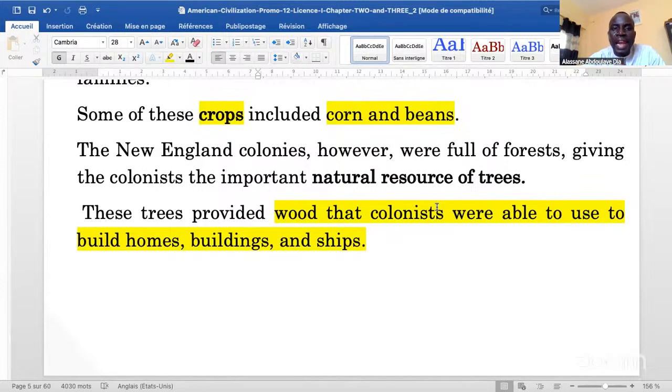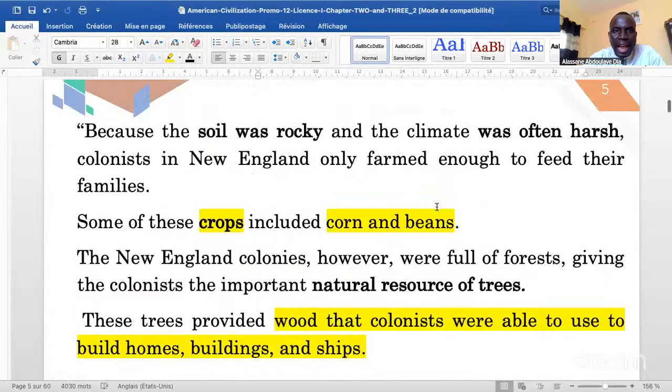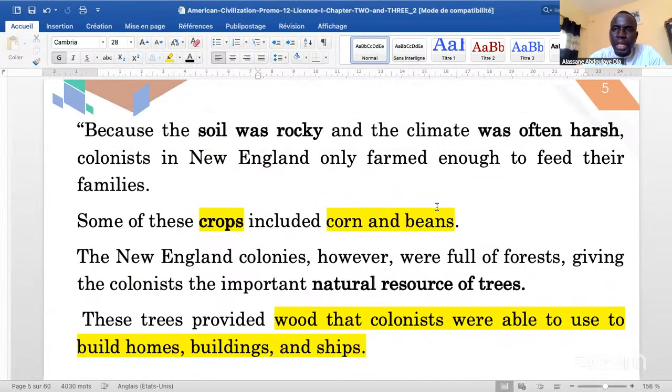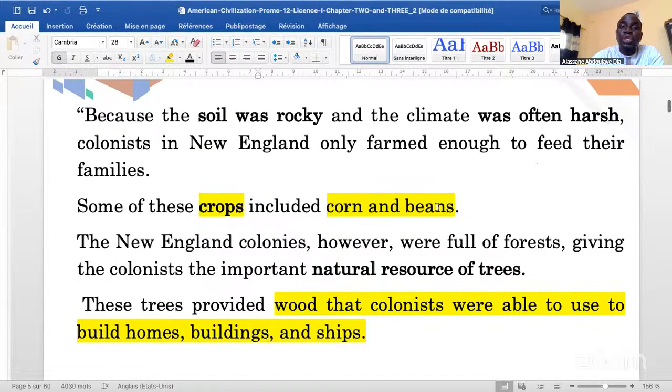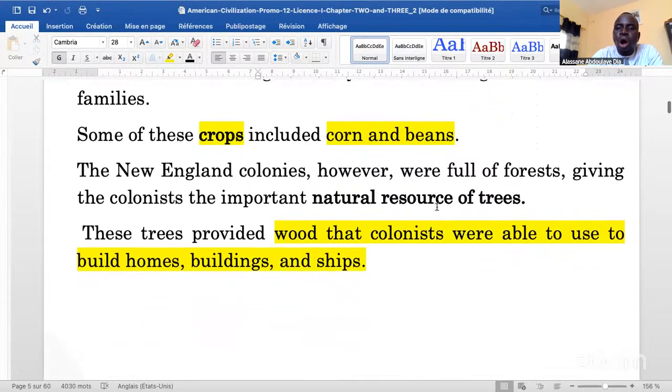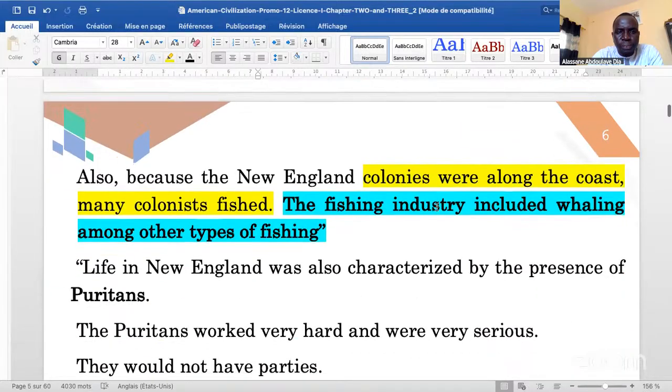In terms of land, the soil was rocky. So it means they could not do much with it. And the climate was very difficult, which made it that they could only farm enough to feed. They could not do a lot of agriculture because of the climate conditions and the situation of the soil, the land. And the types of crops they developed were corn and beans.